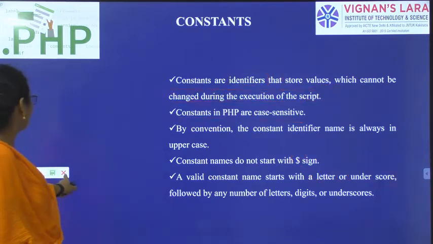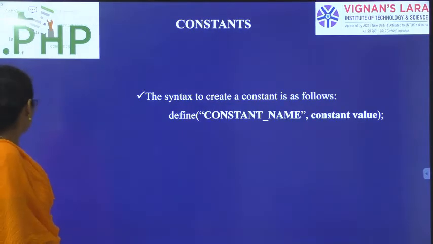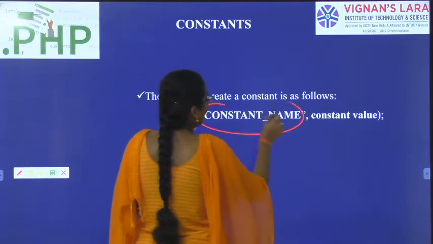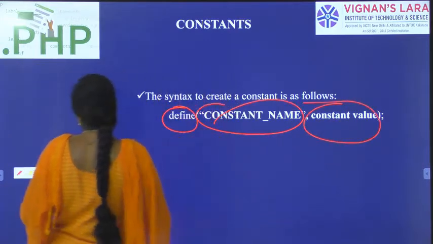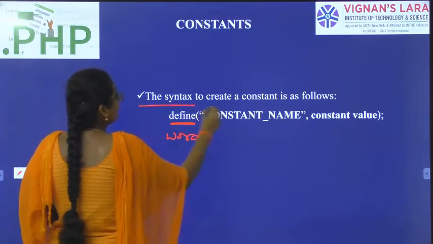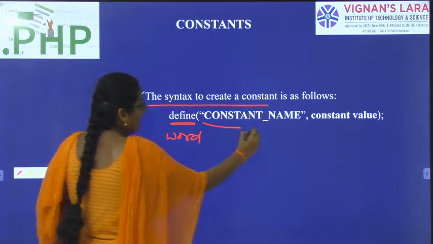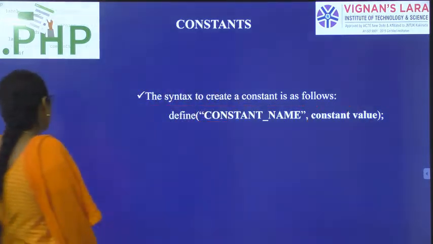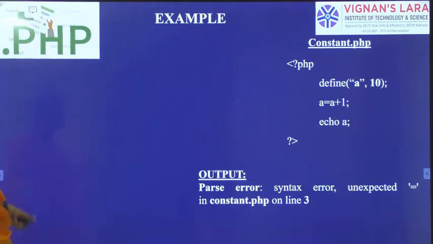So we'll see what is the syntax for constant. So define("constant name", constant value); is the syntax. Define is the word we are using to create the constant. In double quotations, constant name, constant value, semicolon. So let us see the example of how a constant can be created.